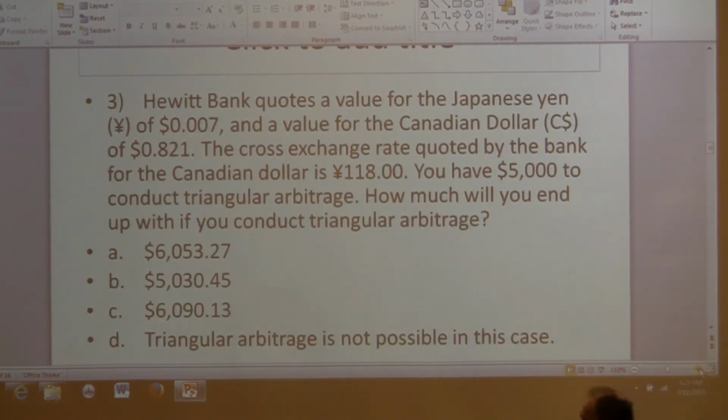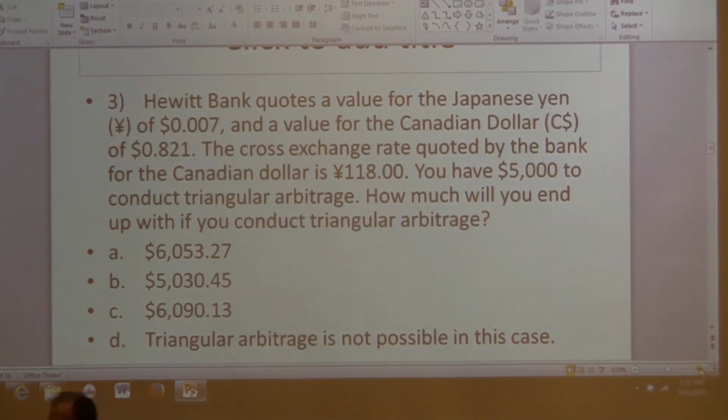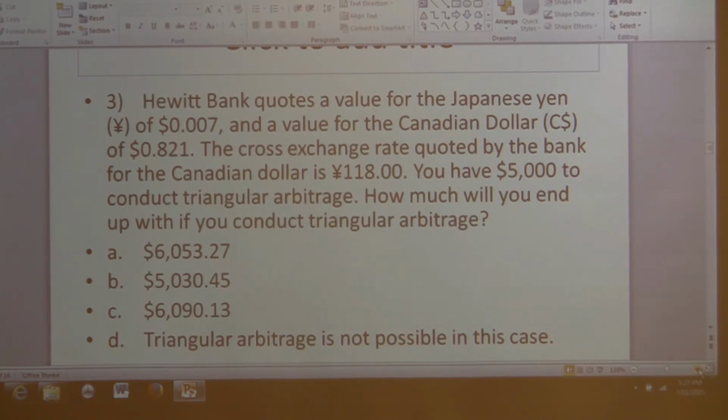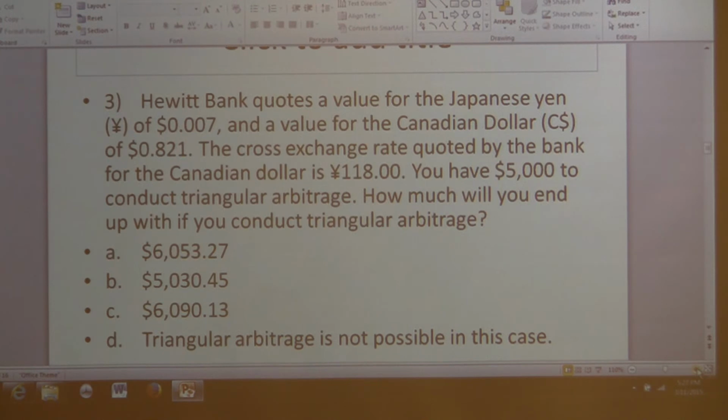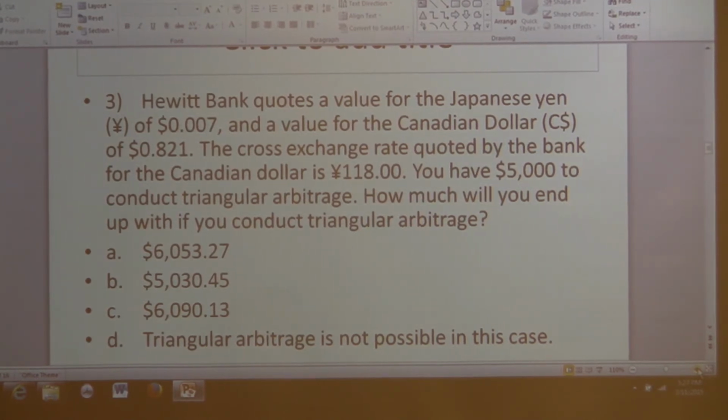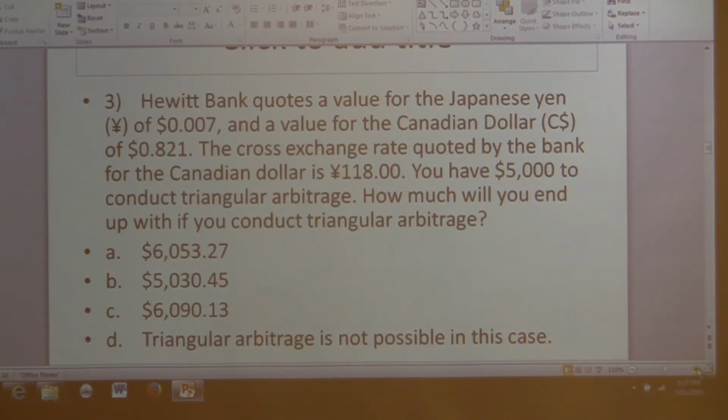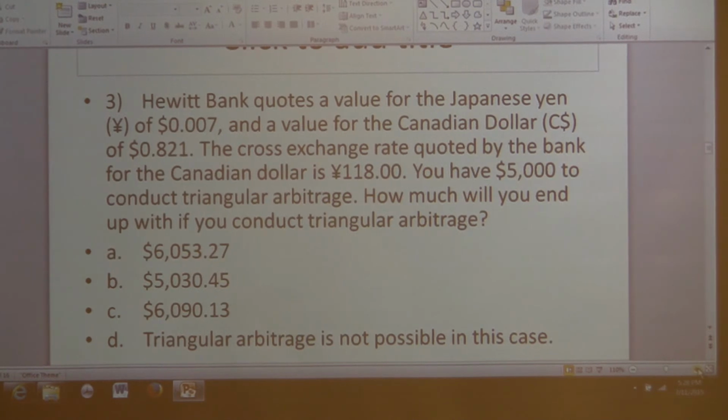Okay, so let's look at the exchange rates, okay? Of 0.007, okay? The Canadian dollar, so that is 118, okay? So the market exchange rate is 1 Canadian dollar is equal to 118 Japanese yen. Yeah, that's what it says here.